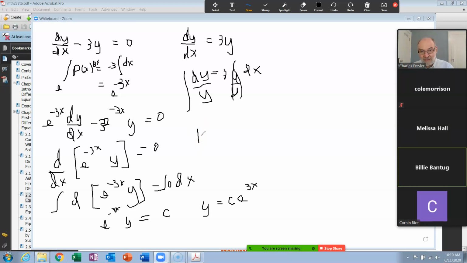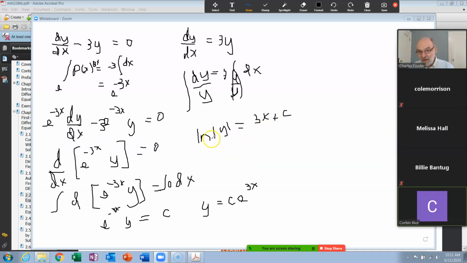Help me, somebody. Natural log of y. Technically you should put it in absolute value bars. That is equal to, what's the antiderivative of dx? X. And you've got to 3 times it, so that will be 3x, plus some constant c. I probably should put a subscript on it, but I'll just call it c for now.